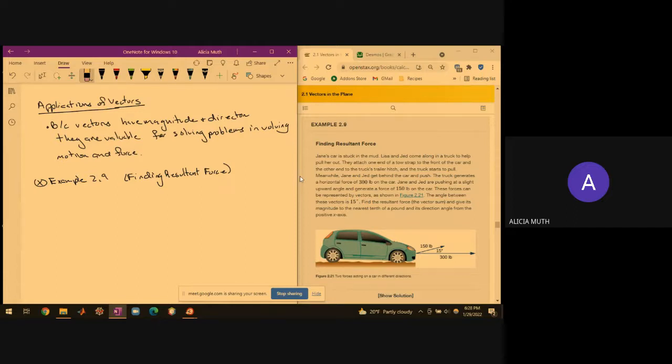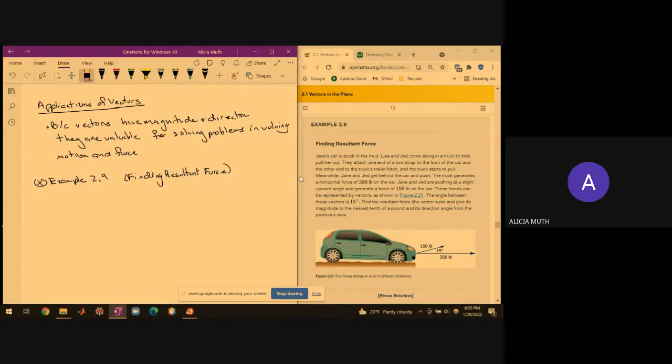Lisa and Jed come along in a truck to help pull her out. They attach one end of a tow strap to the front of the car and the other end to the truck's trailer hitch, and the truck starts to pull. Meanwhile, Jane and Jed get behind the car and push. So we have two forces acting on the car, the pulling from the truck and the pushing from them behind.